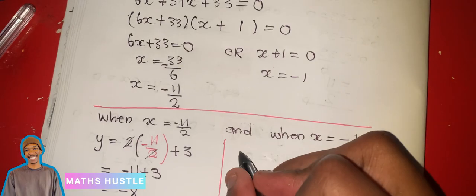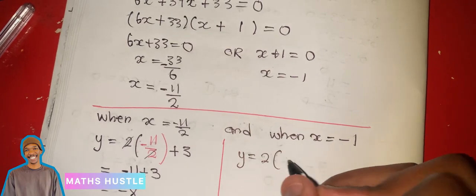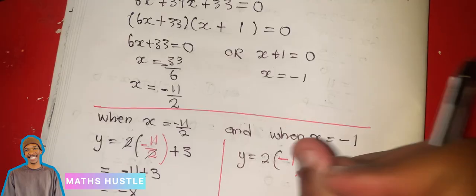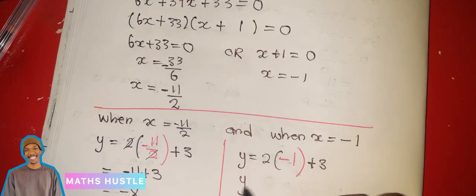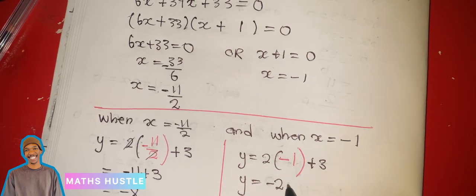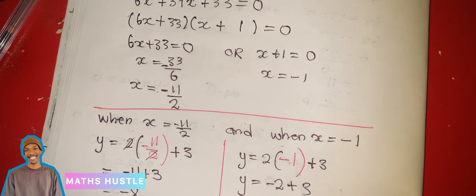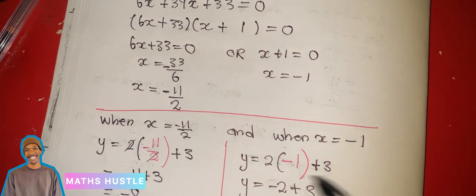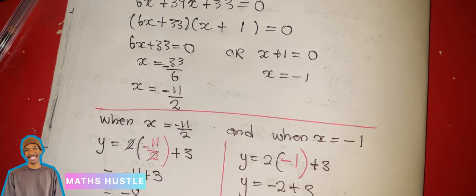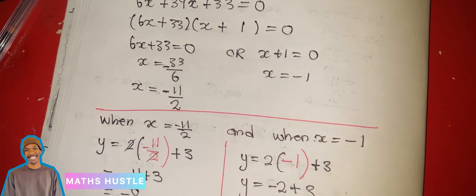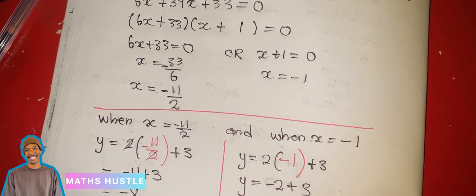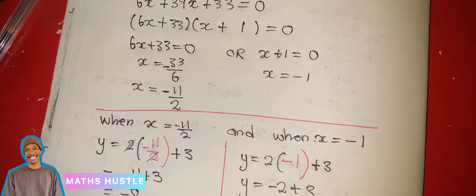On the other hand, you'll have y equal 2 and your x is negative 1, right, plus 3. y is equal to 2 times negative 1 is negative 2 plus 3. So y is positive 1. So when x is negative 1, y is 1. When x is negative 11 over 2, y is negative 8.